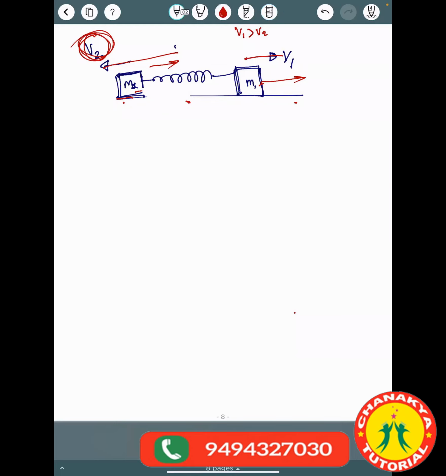But one interesting thing here: is there any external force on this system? Any force I am applying? Simply use your common sense. What is the external force here? When the object is moving in the V2 direction, an external force is applied, and also here an external force is applied to bring the object back.